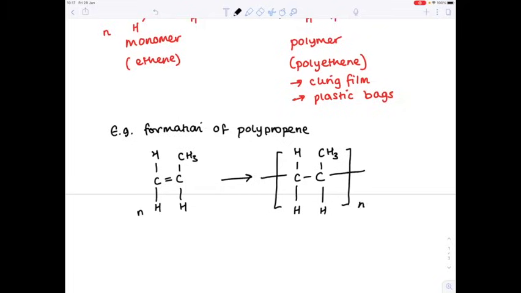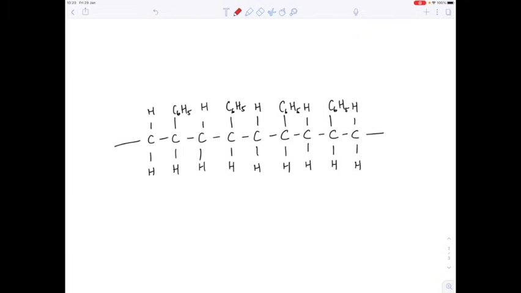Finally add your N, and that is the formation of polypropene. Now sometimes you might actually be given the structure of a polymer and be asked to deduce what the repeat unit was or which monomer it was made from. So for example, polystyrene, which you see in the example below.